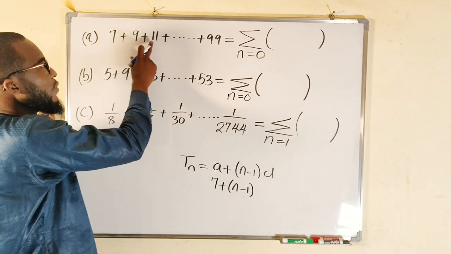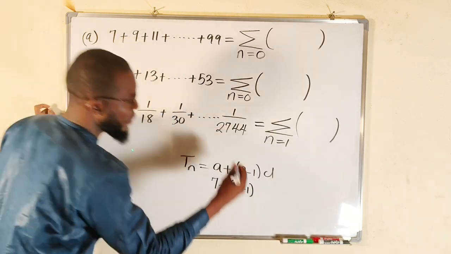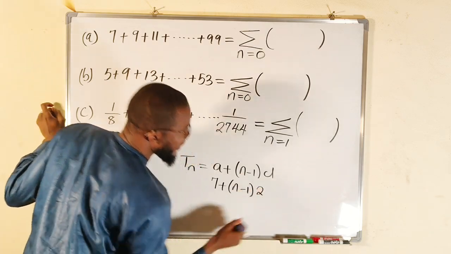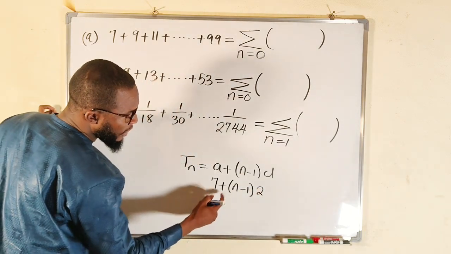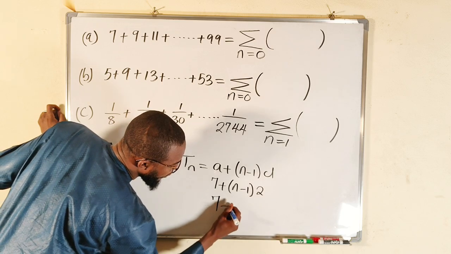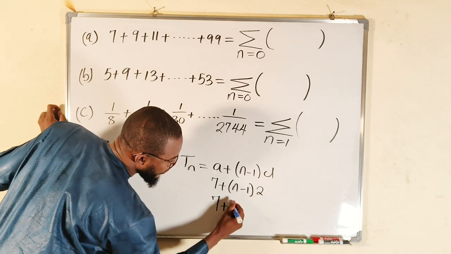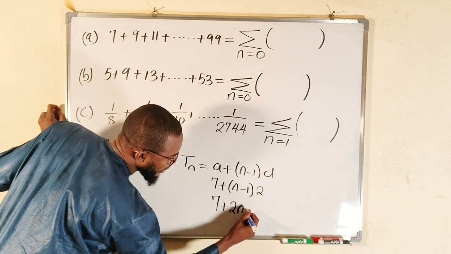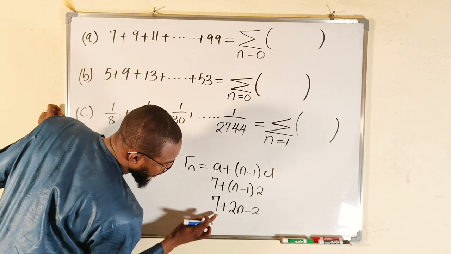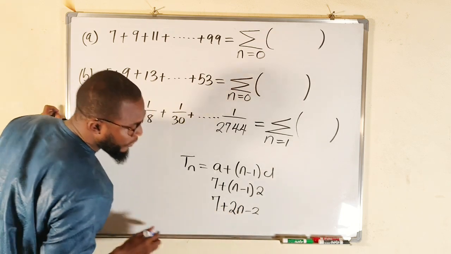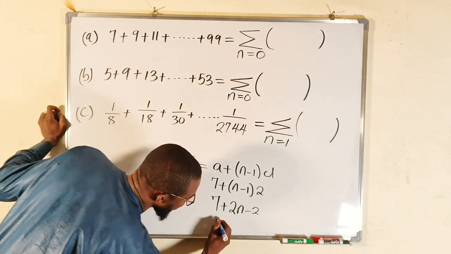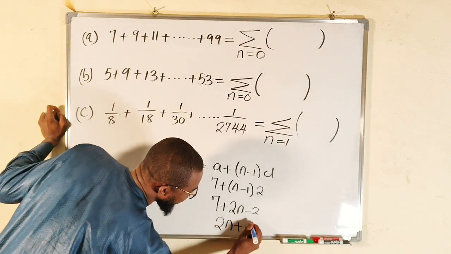9 minus 7 is 2, 11 minus 9 is 2, so we have 2 right here. This is 7 plus n times 2, which is 2n. Negative 1 times 2 is negative 2, and 7 minus 2 is 5. So we have 2n plus 5.